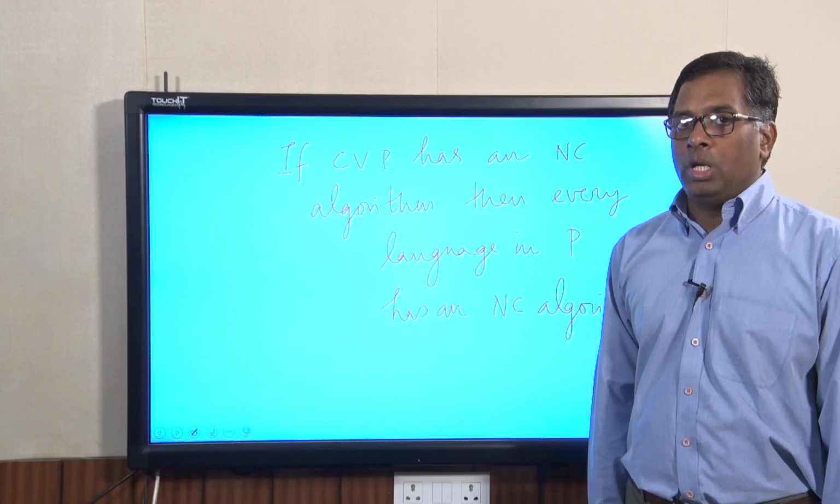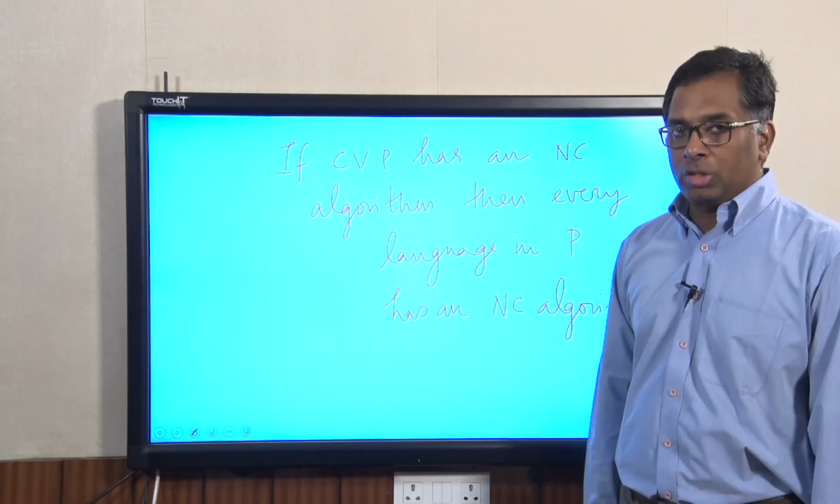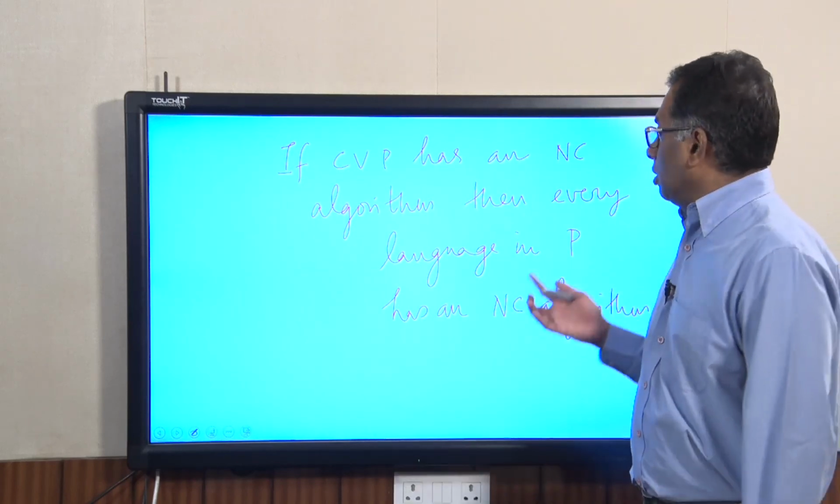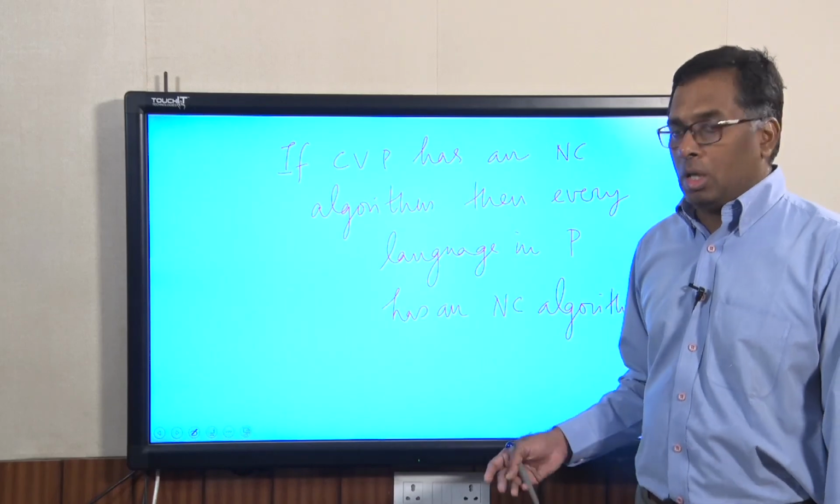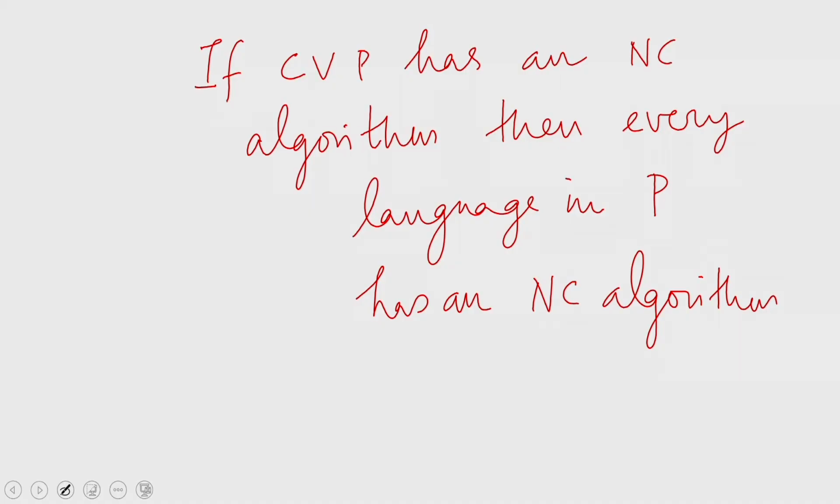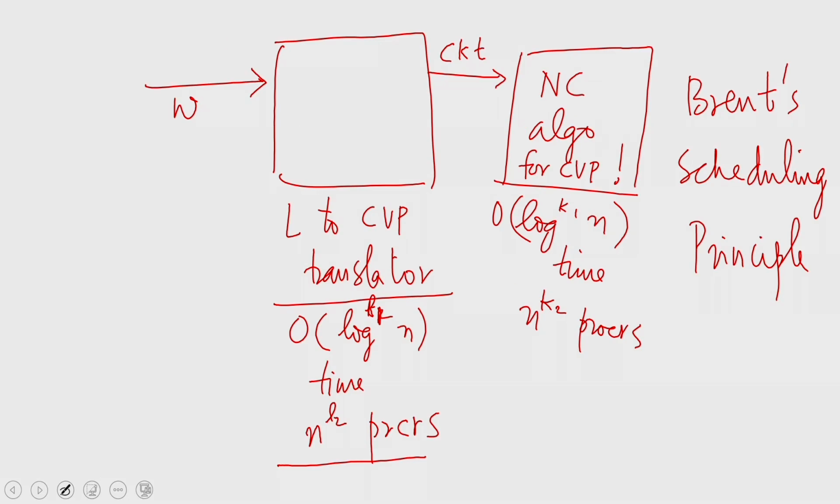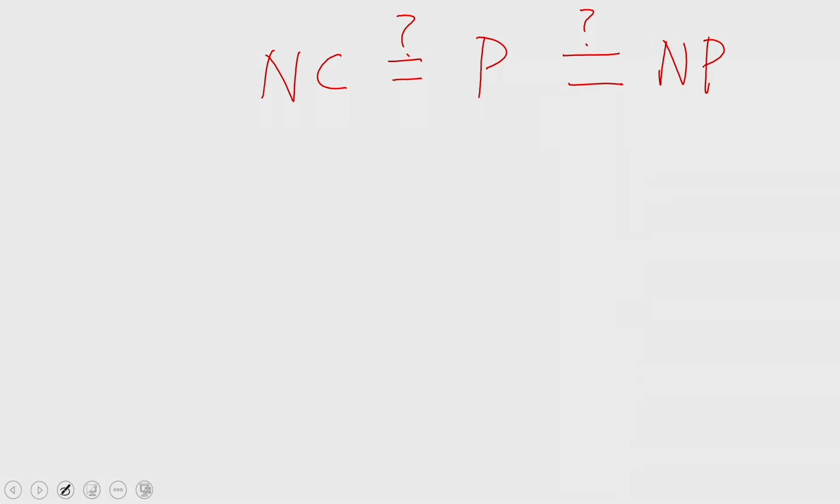And this is assumed to be unlikely today, because even after several investigations, we still have not been able to find an NC algorithm for any of the P complete languages for NC reductions. And nor have we been able to show that NC is not equal to P. So, this question remains an open one, exactly the same way as the question of whether P equals NP remains open. Similarly, we do not know whether NC equals P.